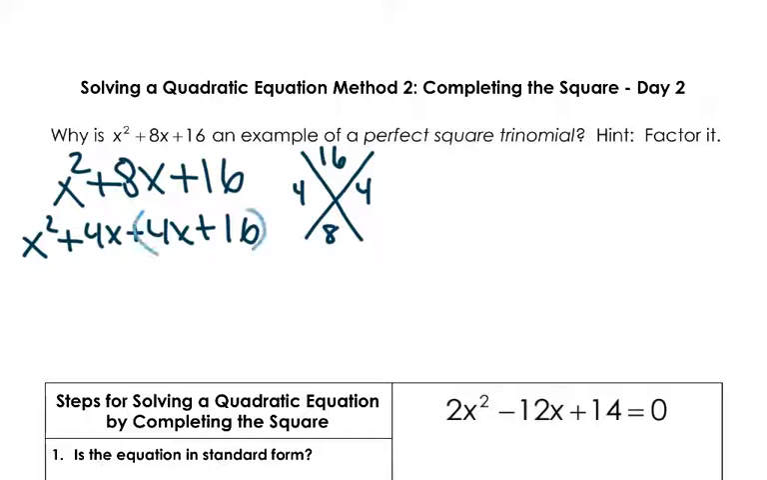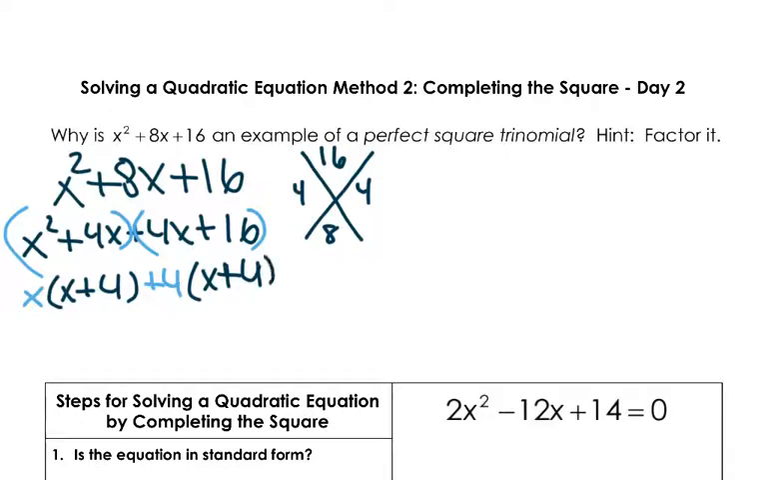And we're going to group. We're going to pull out x as the common factor here, and 4 as the common factor between 4x and 16. If you notice, these are the same. So I'm going to put these two together. So we're left with x plus 4 times x plus 4.